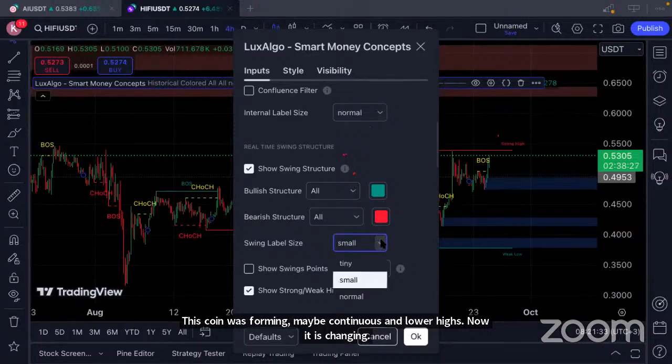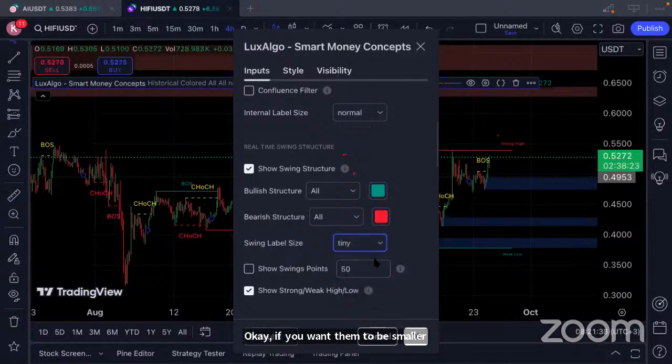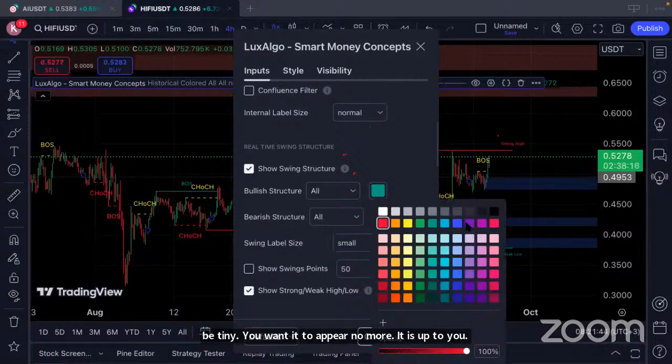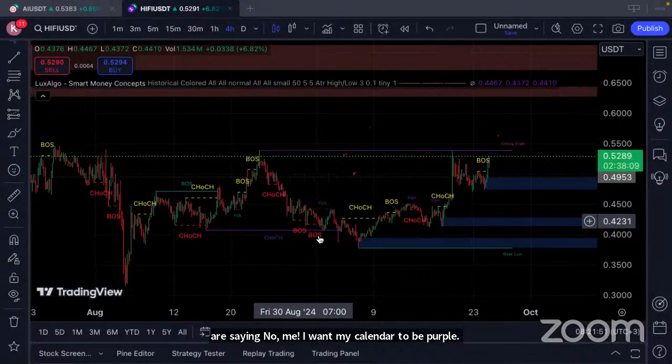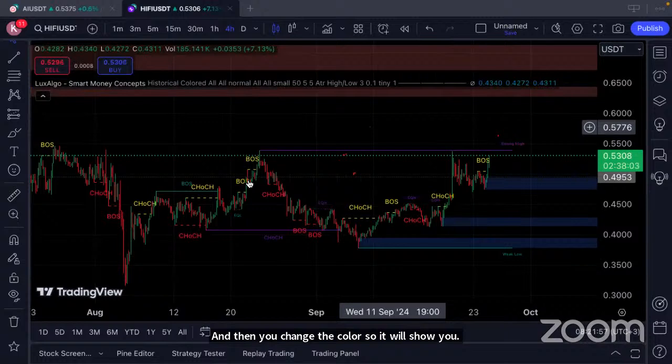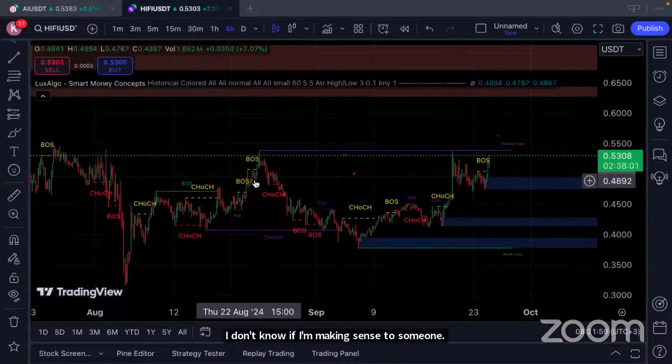If you want them to be smaller, you want them to be tiny, you want it to appear normal, it is up to you. The swing labels, how do you want them to be? Maybe you are saying, no, I want my coloring to be purple. And then you change the color, so it will show you. I don't know if I'm making sense to someone. So these are just simple things.